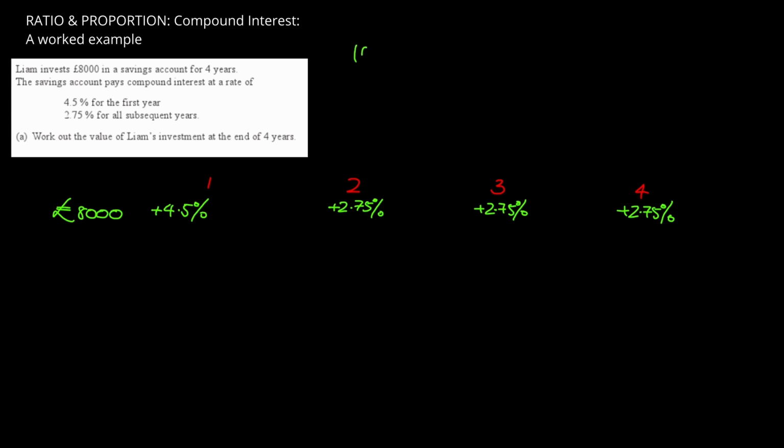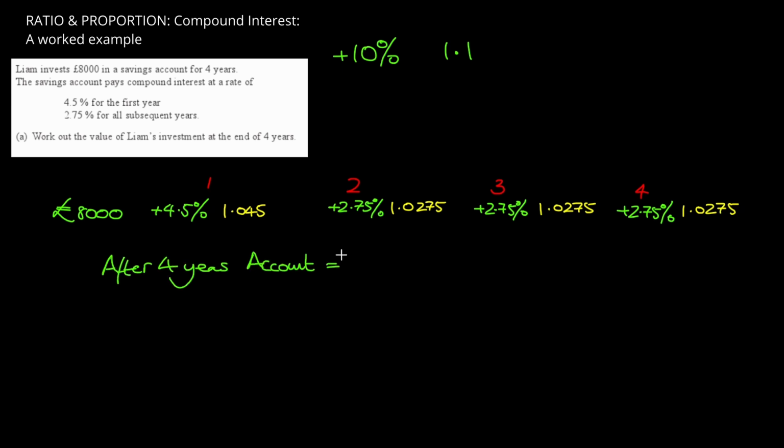What I tend to do is remember that 10%, an increase of plus 10%, would give me a multiplying factor of 1.1. So 4.5% will give me a multiplying factor of 1.045. Now the rest are easy. This is going to be 1.0275. This is also going to be 1.0275. And this is going to be equal to 1.0275.